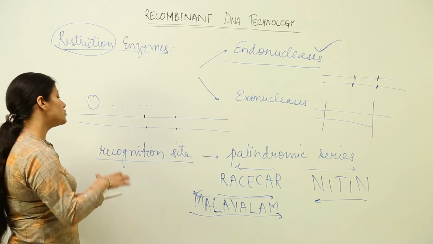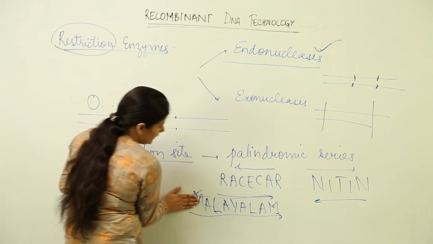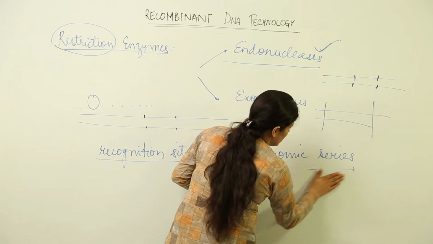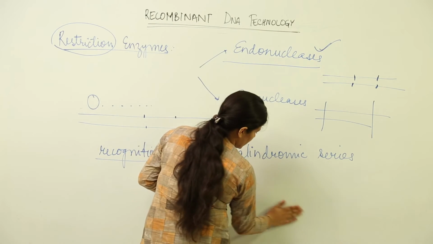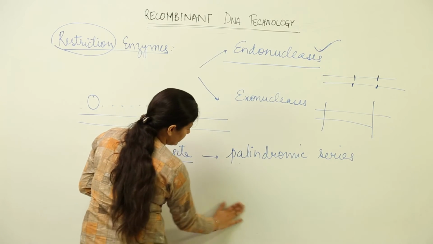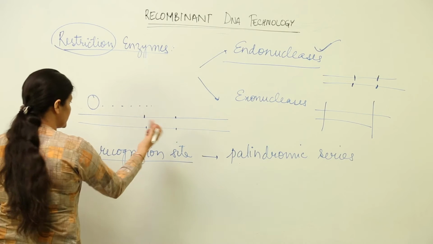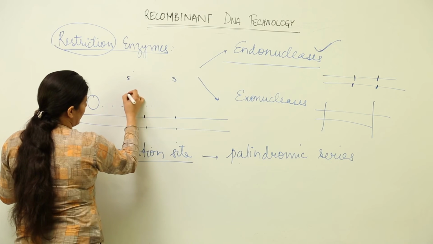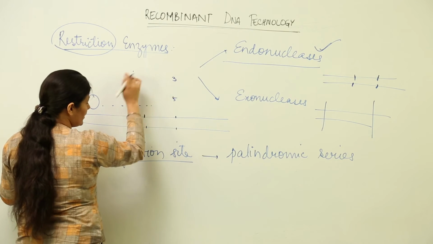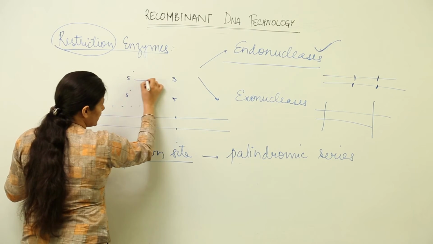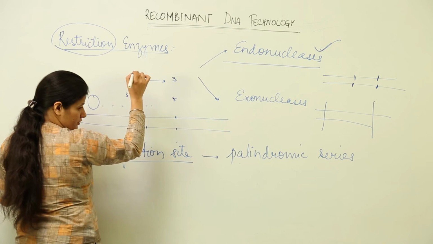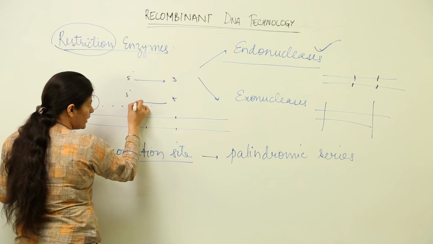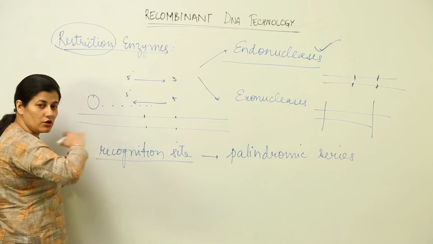When I say palindromic series, because we are dealing with DNA over here, palindromic series will be such an arrangement of DNA strand in such a way. Now supposedly 5'-3' and 3'-5', if I have a particular sequence in the 5'-3' strand, the same would be there in this if I read it in the opposite direction.